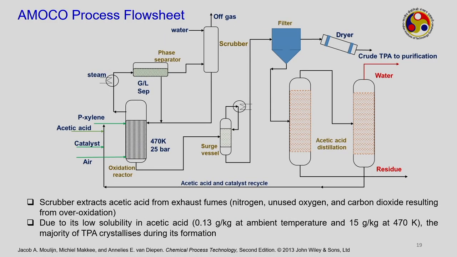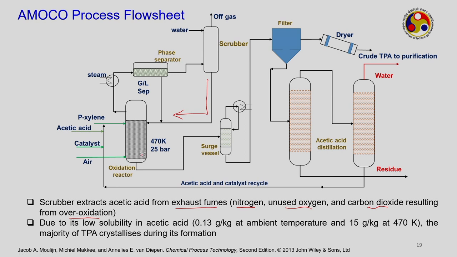What does the scrubber do? Let me again repeat. A scrubber extracts acetic acid from exhaust fumes. So what are the exhaust fumes in our case? It is nitrogen, unused oxygen, and carbon dioxide resulting from over oxidation. So if you have an over oxidation, you may have the production of nitrogen, oxygen, carbon dioxide. So you cannot throw it off. This phase separator separates the gas and liquid. So after it is scrubbed by water, you allow the off gases to pass through, and the remaining gases, primarily the unused oxygen, is allowed to enter again back to the oxidation reactor.